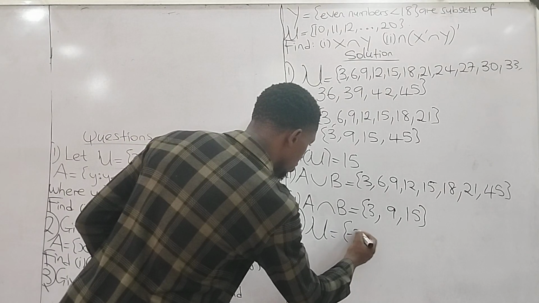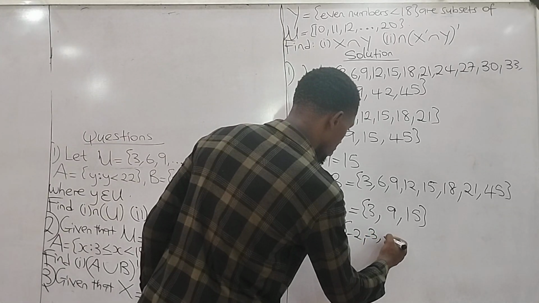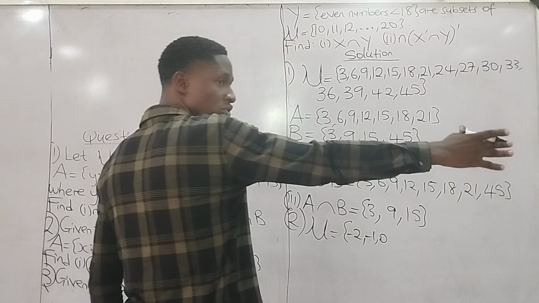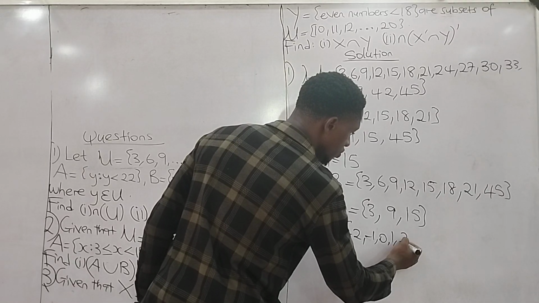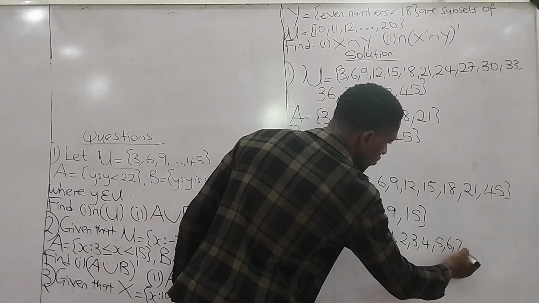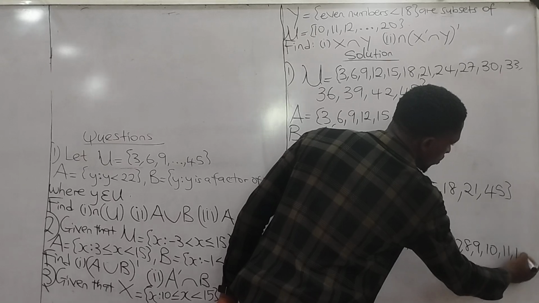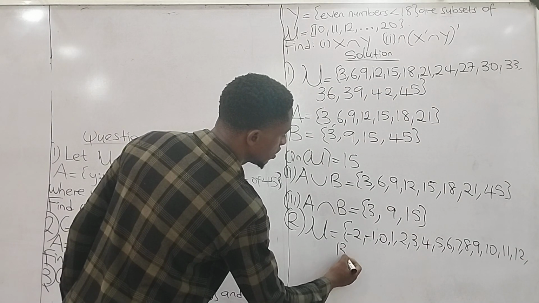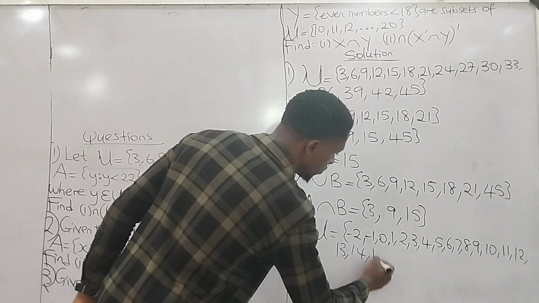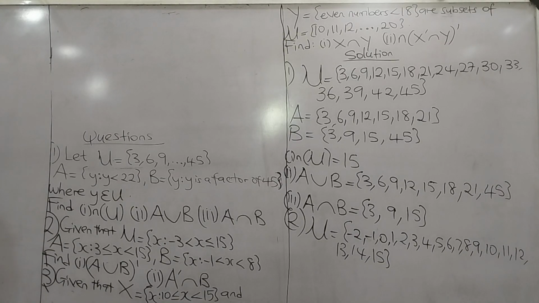So we have -2, -1, 0, because it's going to the right. 1, 2, 3, 4, 5, 6, 7, 8, 9, 10, 11, 12, 13, 14. Then there's equal to here. 15 is included. So these are the elements of the universal set in number 2.